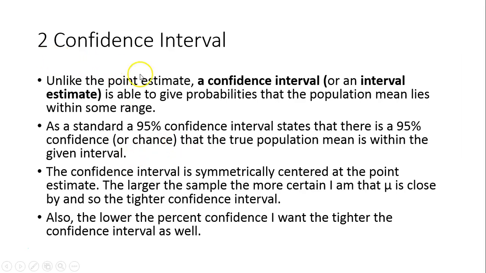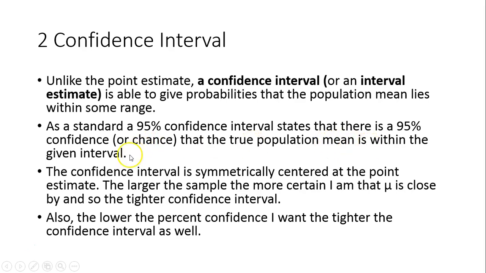What about the next one? The next one is called a confidence interval. A confidence interval, or an interval estimate, is able to give probabilities that the population mean lies within some range. Okay. As a standard, a 95% confidence interval states that there is a 95% confidence or chance that the true population mean is within the given interval.